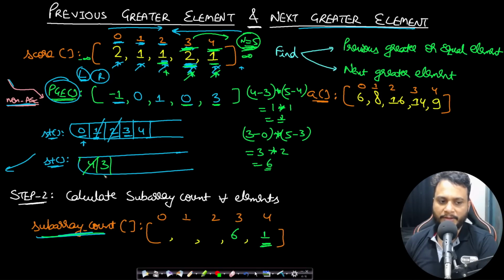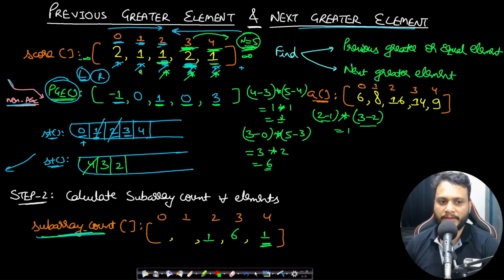Now for this, check the top of the stack. Is this third item score greater than this second item? Yes. So the next greater element of this 2 will be 3. So check out in how many subarrays will it contribute. The previous greater or equal element is at 1, current index is 2. So 2 minus 1 times of, on the right side you have the next greater element at 3, the current index is 2. So 1 into 1 is 1. So only in one subarray it will contribute, and you have to push this index 2 and move forward.